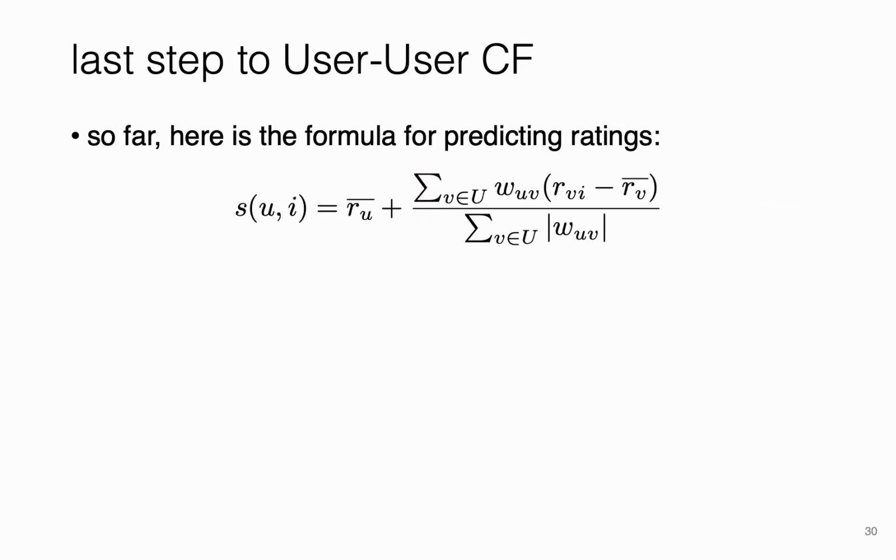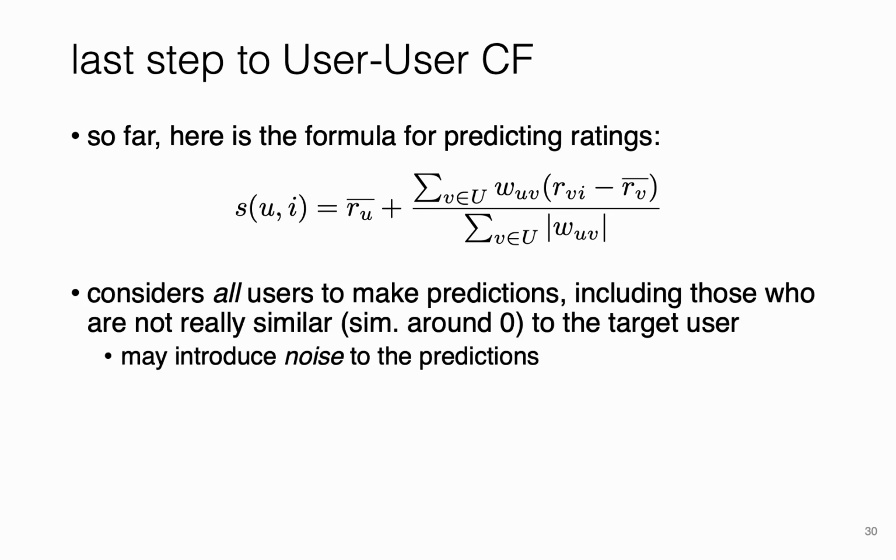Let's go back to the rating prediction formula. We have just shown how to compute the similarity weights W using the PCC or equivalently the cosine similarity. We make one last change in the formula. Currently, it considers all users to make predictions, including those who are not really that similar. That is, they have a similarity close to zero. This may introduce noise to the prediction, which we want to avoid.